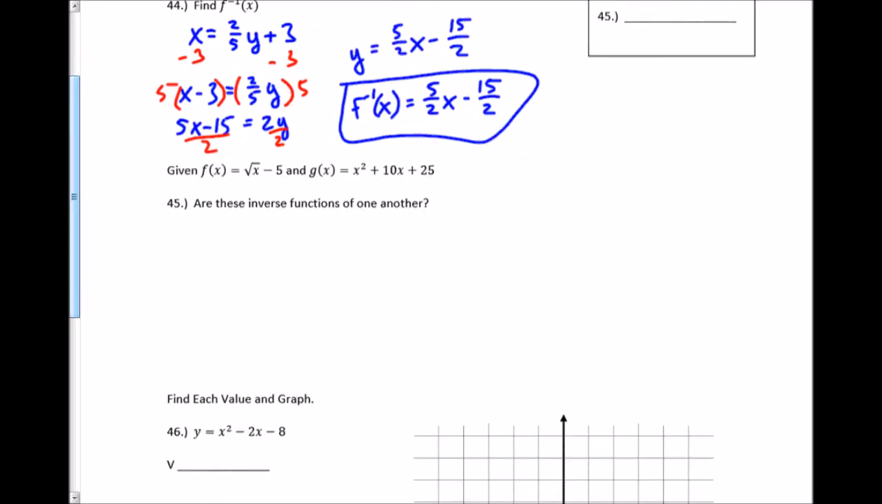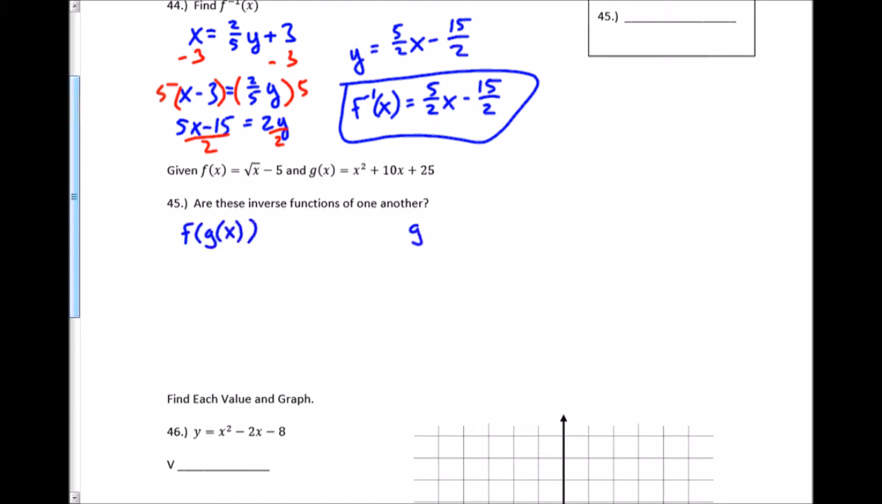This one, it's asking us, are these inverse functions of one another? And the easiest way to do this is to do our composition test. And if we do the composition test here, we're looking to get an x each time. So if I want to get an x each time, I'm just going to do my composition test and do f of g of x.